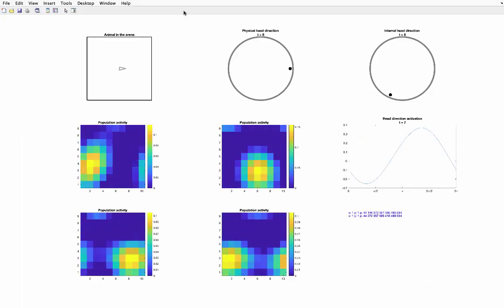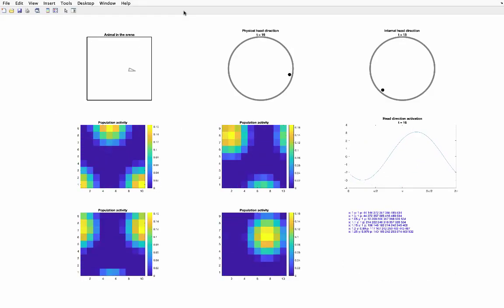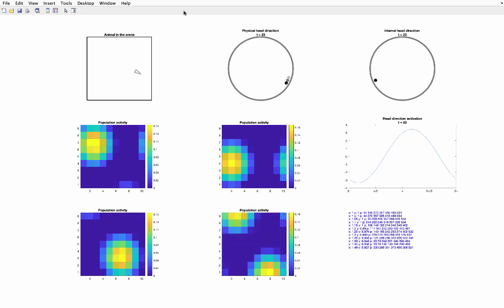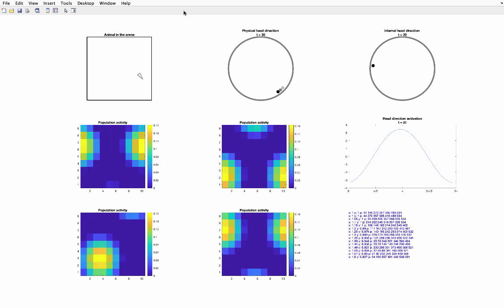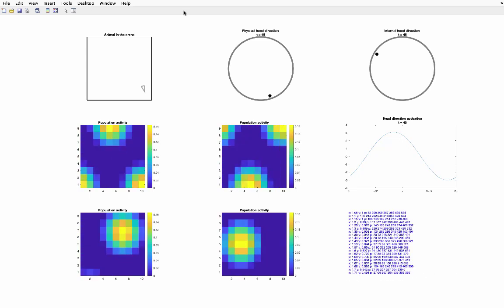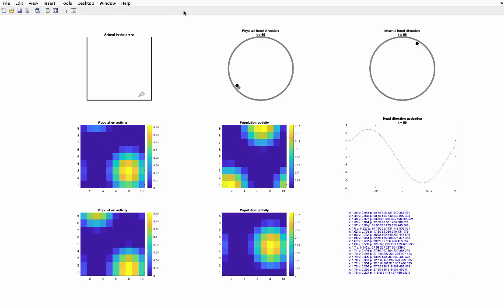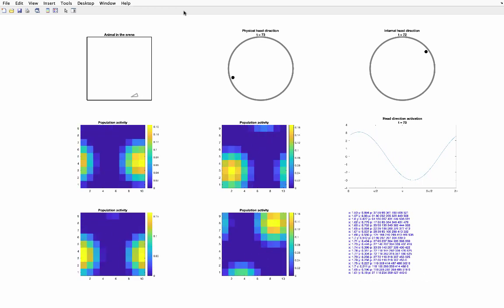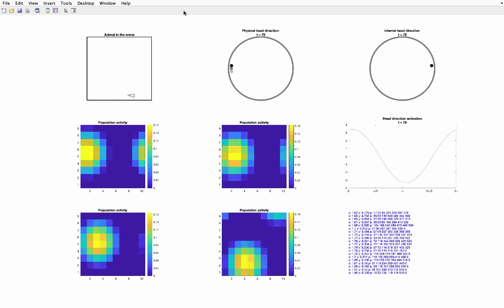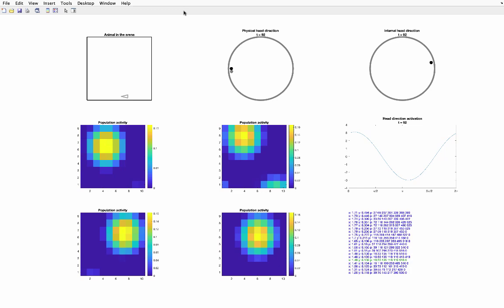Let's walk through what we see here. In the upper left, we see the animal wandering randomly through a novel arena, a combination of short runs and turns in an arena that it's not been in before. The top center is the physical head direction of the animal displayed against the unit circle.